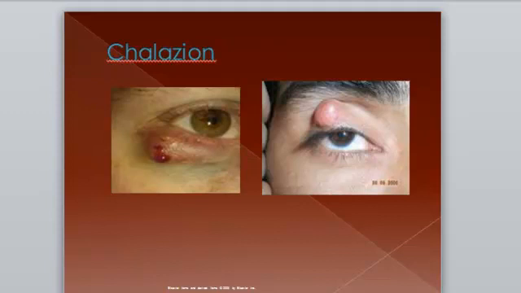And here is a chalazion. The first one, as you can see right here, is more of the red and a little bit tender. And as I said, later the redness and tenderness are not present, so you just have this big looking bump on the eyelid itself.